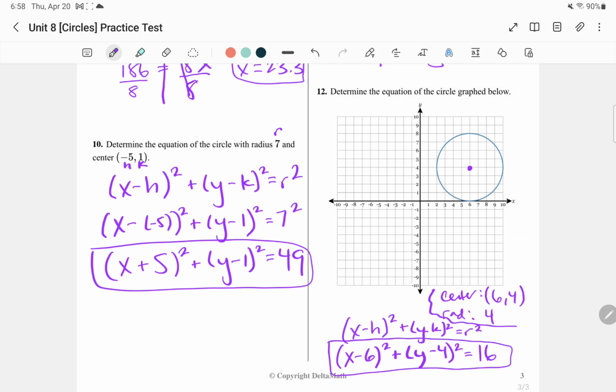And that is your review. So go ahead and take the test. You can use this, you can use your notes, and good luck.